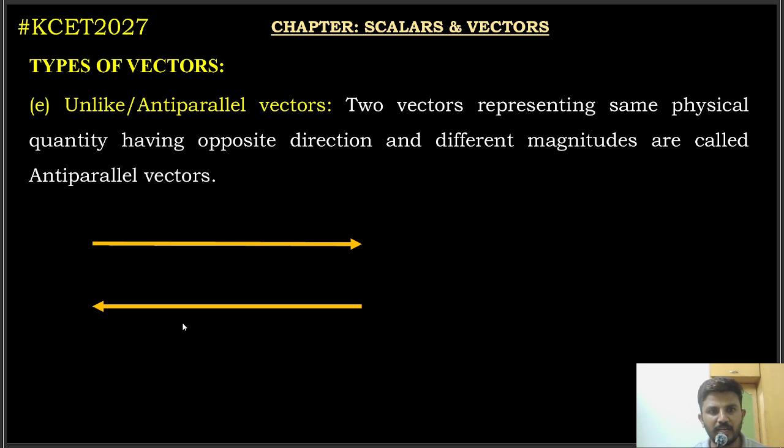Then we have unlike vectors or antiparallel vectors. Two vectors representing the same physical quantity having opposite direction and different magnitudes are called antiparallel vectors. So they have exactly opposite directions and their magnitudes might also be different. Okay, that gives you unlike vectors or antiparallel vectors.